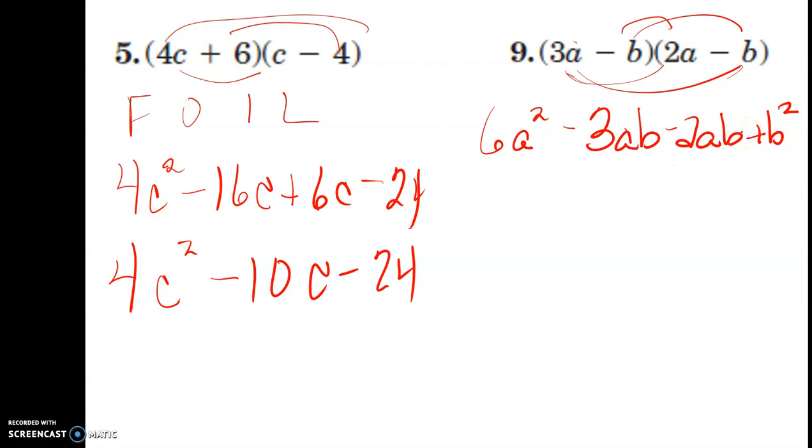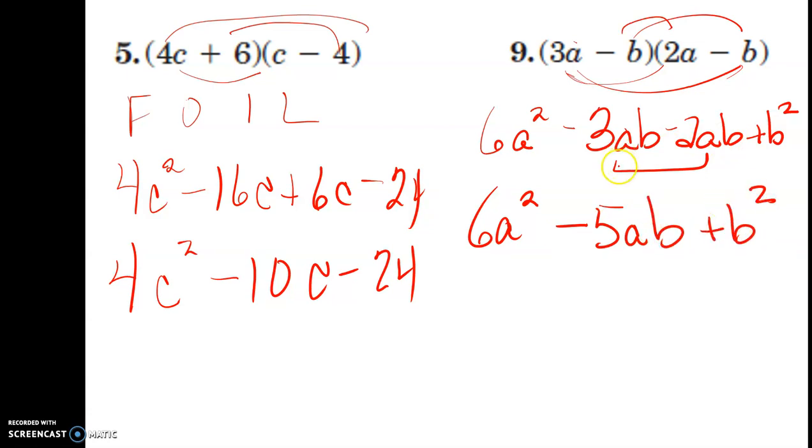And usually we put our letters in alphabetical order. AB is the same as BA, because A times B would give me the same result as B times A. So we usually put them in alphabetical order. That will just make it a lot easier moving forward. These two middle terms are still alike. So I'm going to bring down the 6a squared. Negative 3ab minus 2ab gives me negative 5ab, plus b squared. So it's really important that you pay attention to this one, especially as we start to move forward and prepare for our chapter 8 work. So keep that in mind as we are working forward.